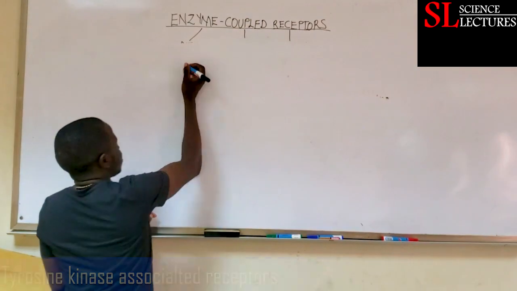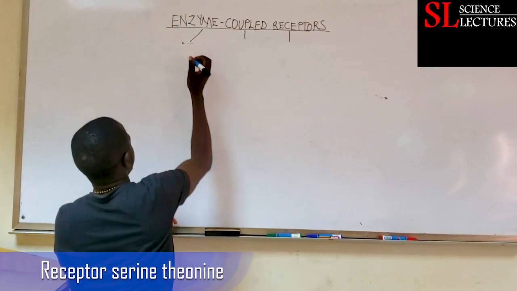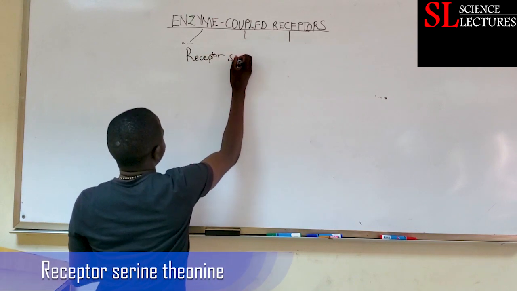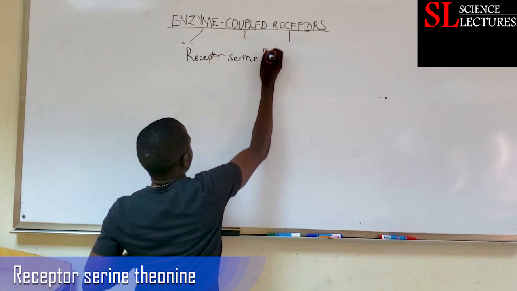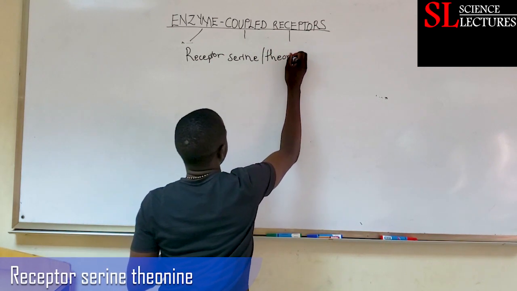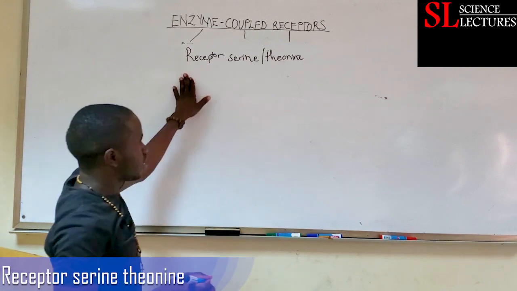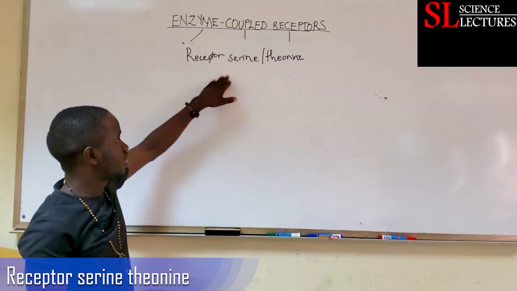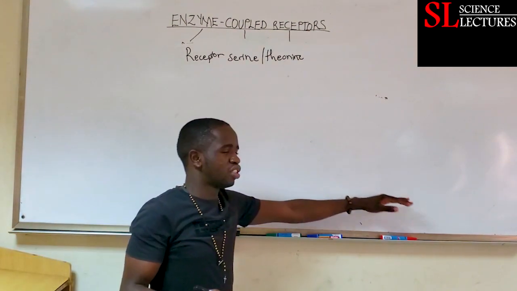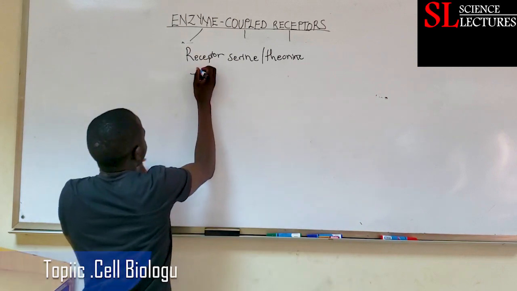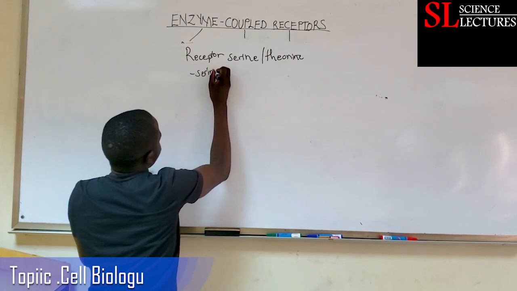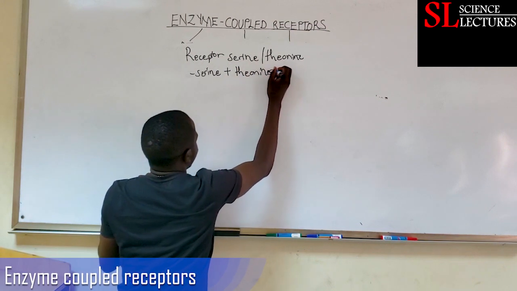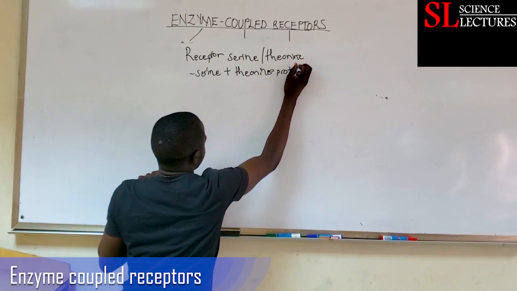So after having seen the tyrosine associated receptors, next we are going to look at the receptor serine threonine kinases, the receptors that have serine or threonine. These ones look like the receptor tyrosine kinases, but the difference is that instead of having tyrosine on their cytoplasmic tail, they have a combination of both serine and threonine.